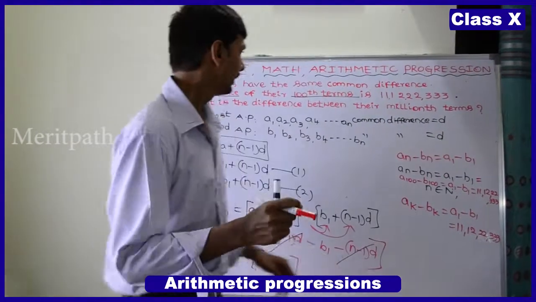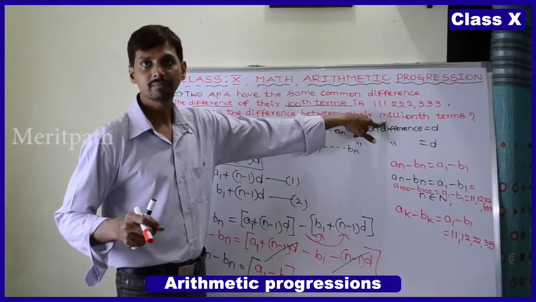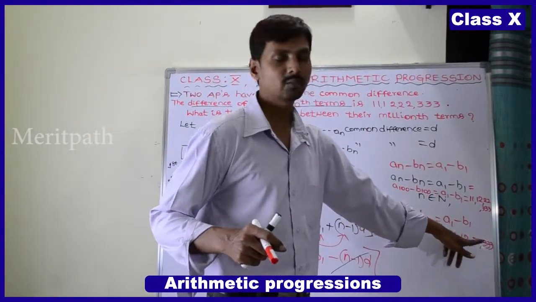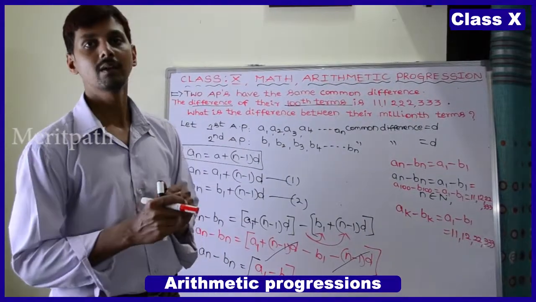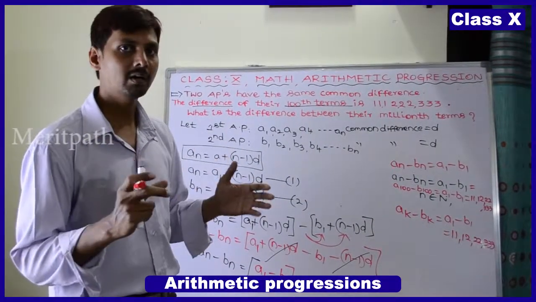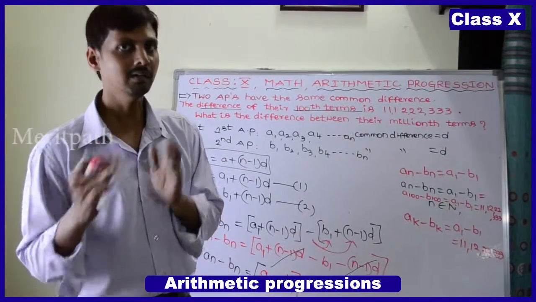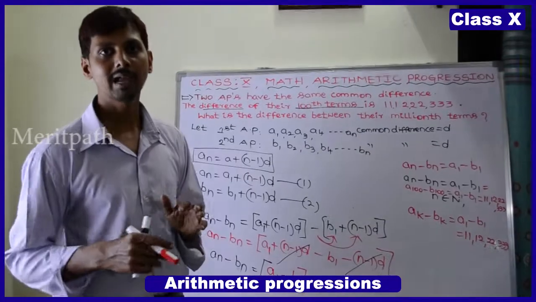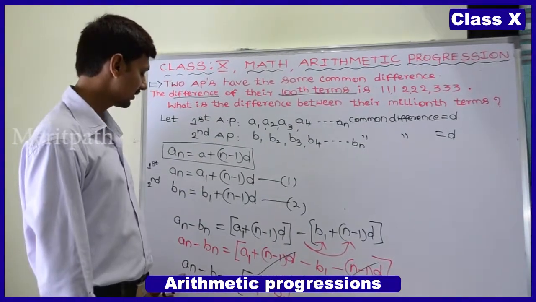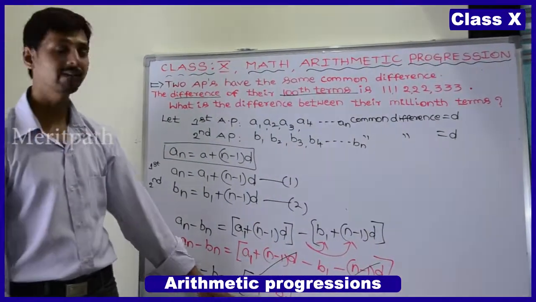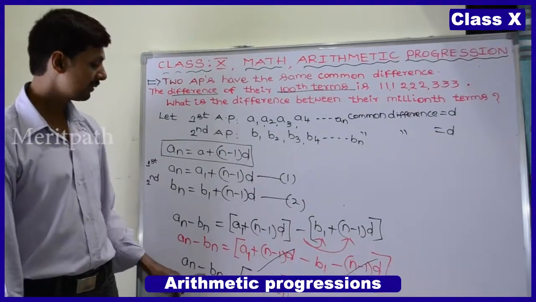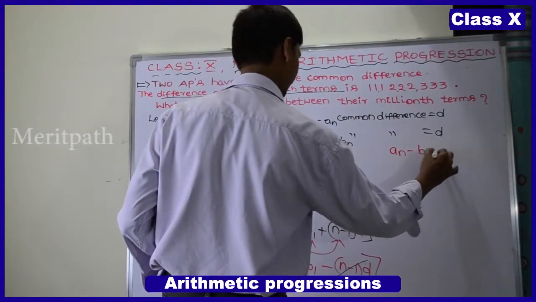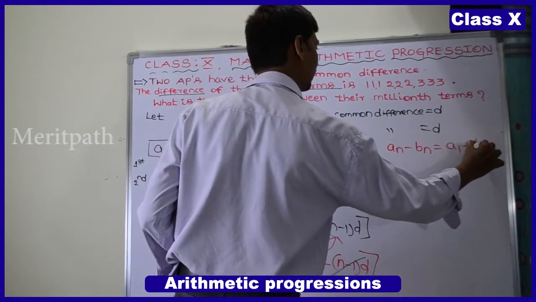In the same way, the difference between their millionth terms is also 11 crore 12 lakhs 22,333, because if you take any number in that place, we'll be getting the same answer, because a1 minus b1 is 11 crore 12 lakhs. And here we can understand that an minus bn is equal to a1 minus b1.